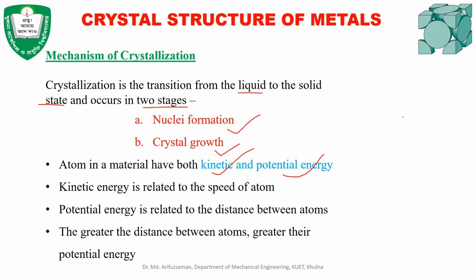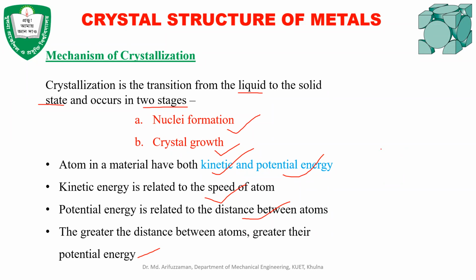When you heat the material, the distance between atoms actually increases because of the kinetic energy. The higher the kinetic energy, the higher the distance between atoms will also be. In that case, the potential energy will also be higher. So the kinetic energy is related to the speed of the atom, and the potential energy is related to the distance between the atoms. The greater the distance, the greater the potential energy. Okay, and everything depends on the temperature.